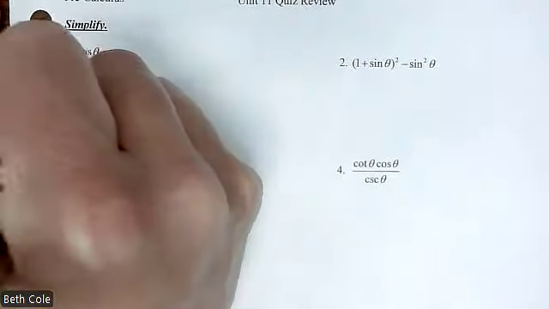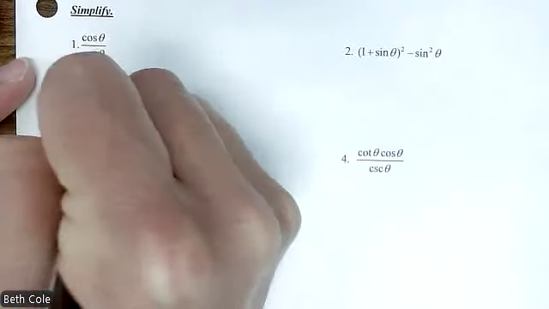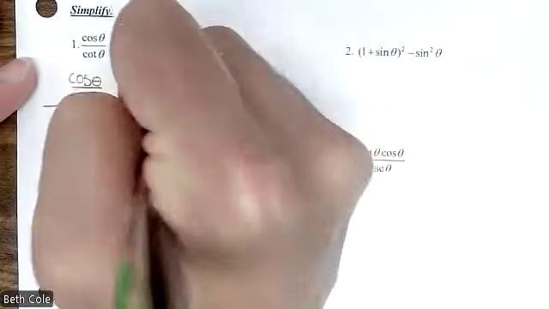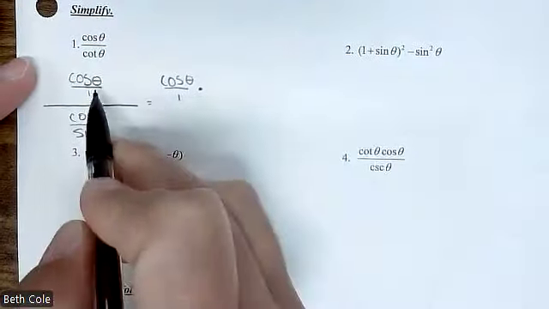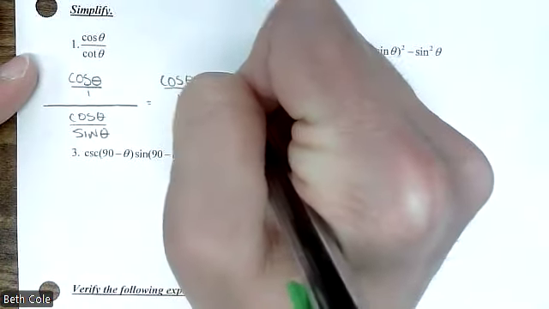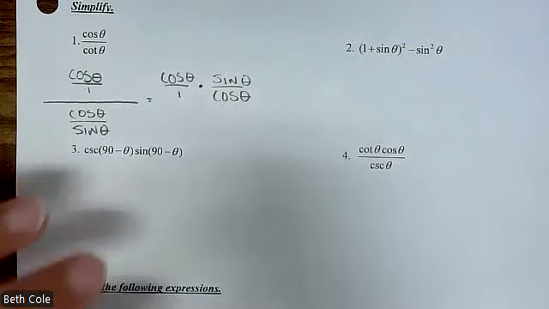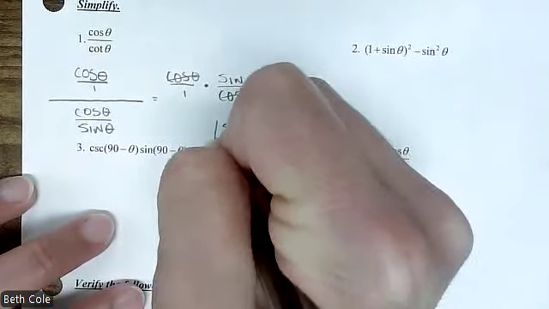Okay. Big fraction bar, and then we can replace cotangent with cosine over sine. Now, when you divide by a fraction, you multiply by the reciprocal. So I'm going to keep this the same, change it to multiplication, and we're going to flip this over. So it's going to be sine over cosine. And again, the whole point of changing everything to sines and cosines is that hopefully something will cancel, which it does. And so your final answer to the whole thing is just sine of theta.